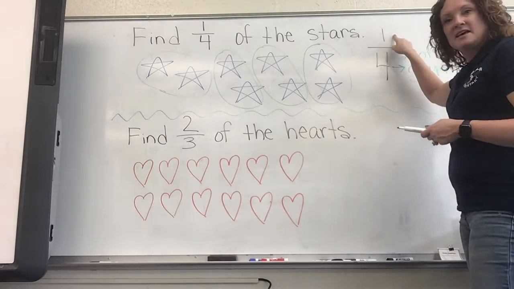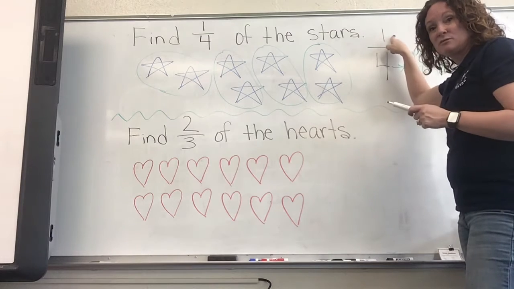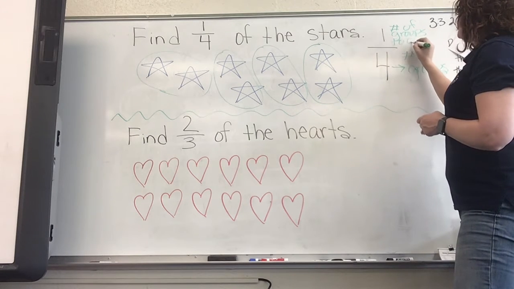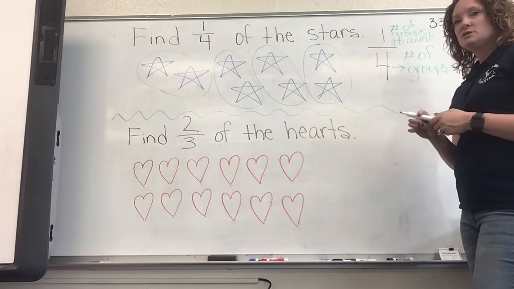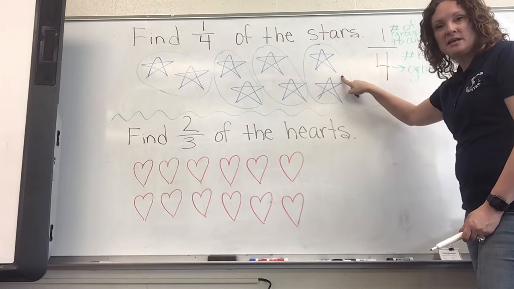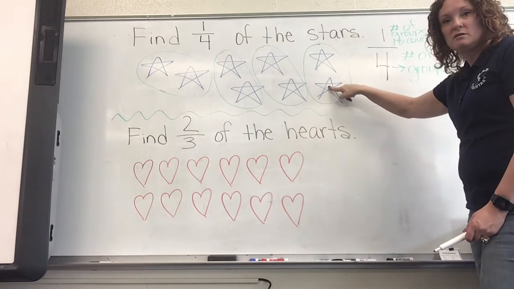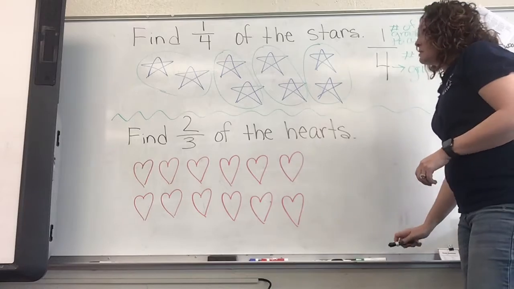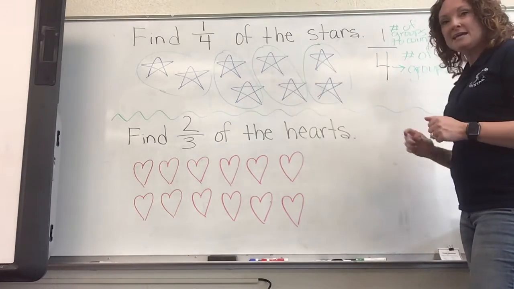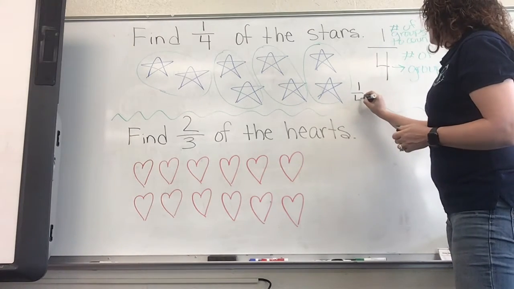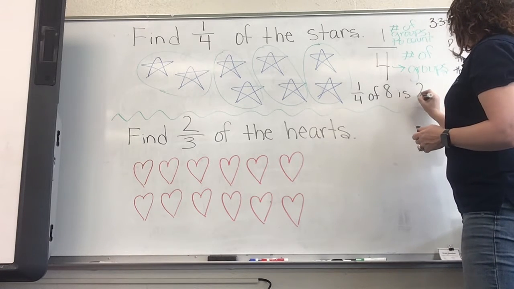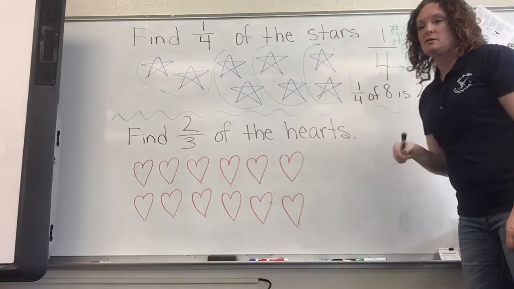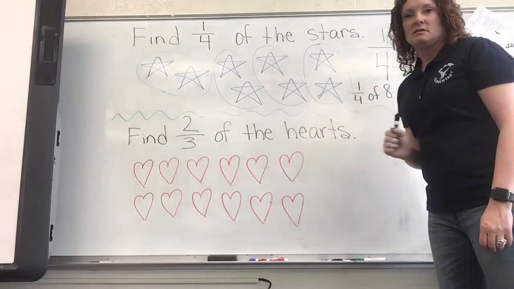Now, the numerator, that's gonna tell you how many groups you need to count. So, number of groups to count. So I'm going to take 1 group and count how many things are in that group. 1, 2. So this 1 group has 2 stars in it. So, 1/4 of 8 is 2. So, denominator, how many groups you're dividing your objects into. Numerator, how many groups you're going to count.